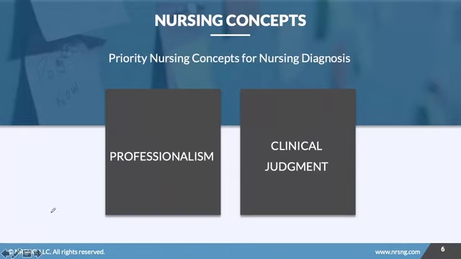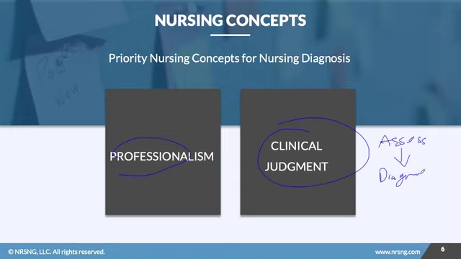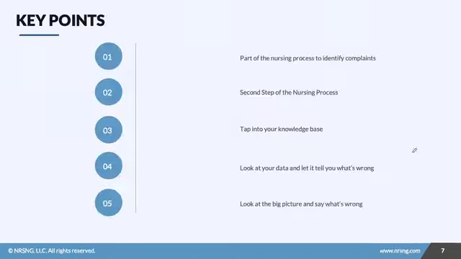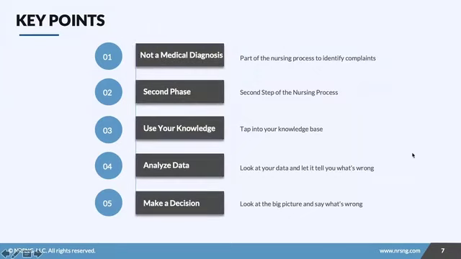So what are some of the nursing concepts? It's going to be professionalism and, of course, clinical judgment. How do we work in the clinical setting? And one of the ways we do that is following the nursing process and creating diagnoses for our patients, analyzing all the data we've assessed. Now we're getting here to diagnose. So we're analyzing all this data that we got, and we're finding the risks and the problems that our patient currently has. So with nursing diagnoses and in the diagnosis phase, realize it's not a medical diagnosis. It's part of the nursing process to identify complaints, risks, and issues that our patient has. It's the second phase of the nursing process.